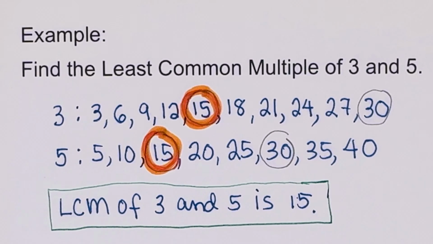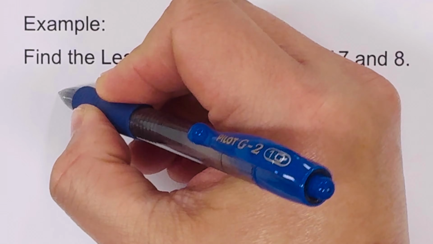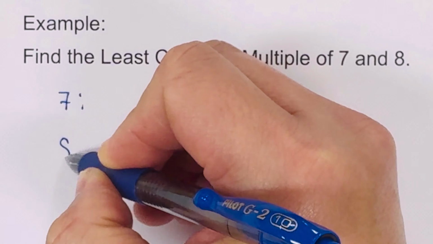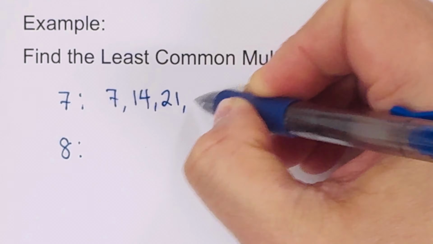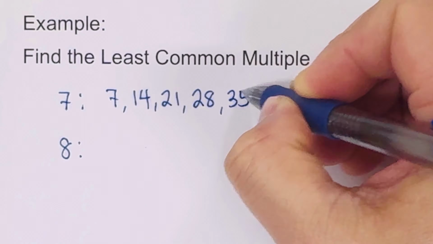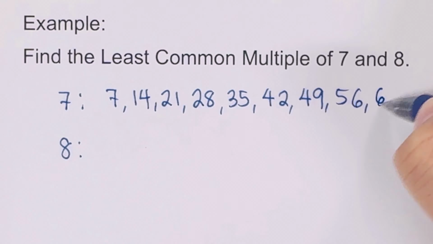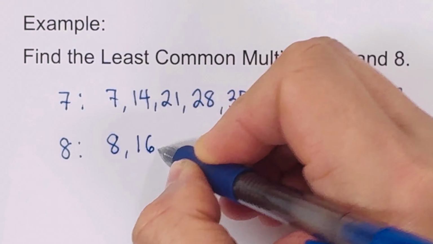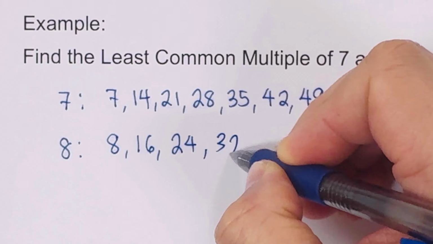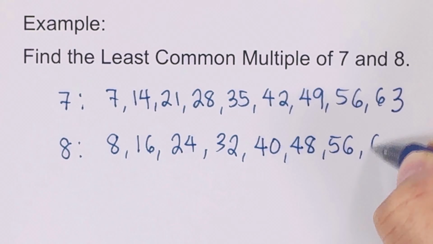Now let's have another example. In this example, we're supposed to find the LCM of 7 and 8. So we are going to count first by 7, and we're going to count by 8 as well. So starting with 7, 14, 21, 28, 35, 42, 49, 56, 63. We can add more and we will count by 8. So that would be 8, 16, 24, 32, 40, 48, 56, 64.